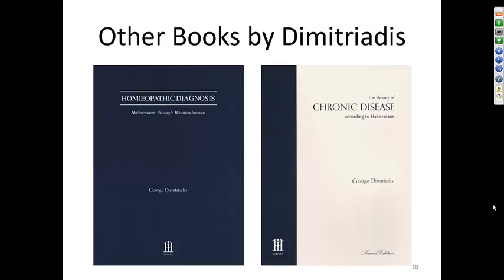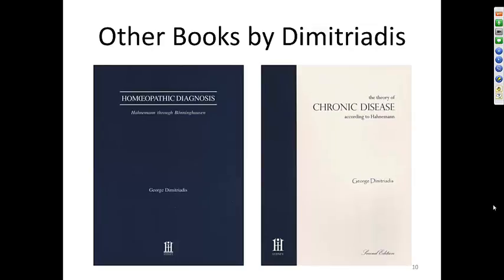One on the left here is called Homeopathic Diagnosis, Hahnemann through Bönninghausen. And this is an incredible book. It contains a lot of theoretical background about how this repertory was created and developed. As a matter of fact, much of the slides that I'm going to be presenting today are taken from this particular book. And then it contains a practical part with 50 different cases that are very fully explained and demonstrate the use of this repertory in practice.